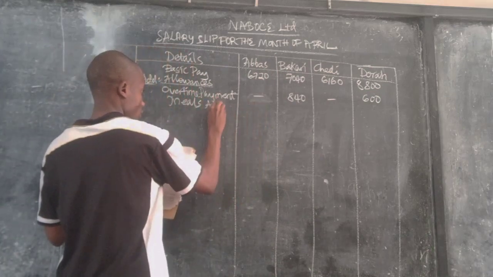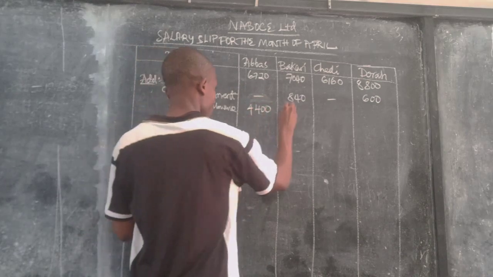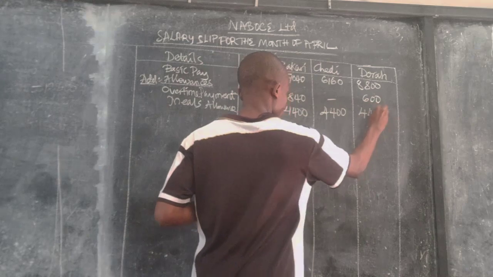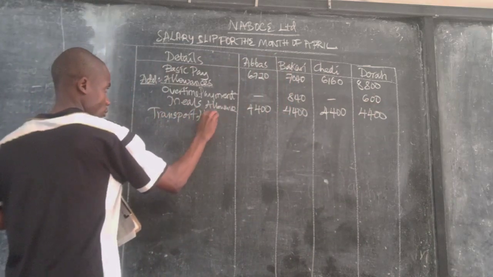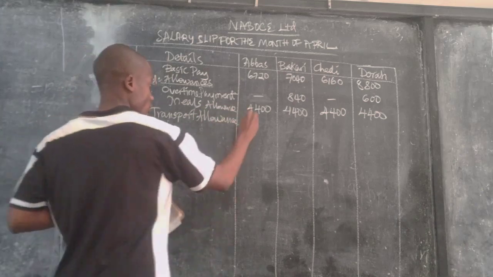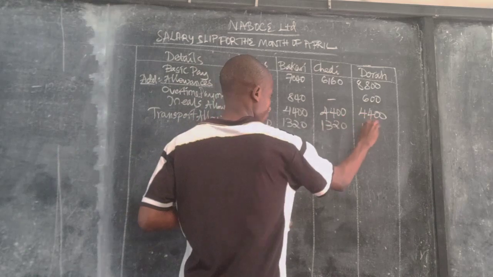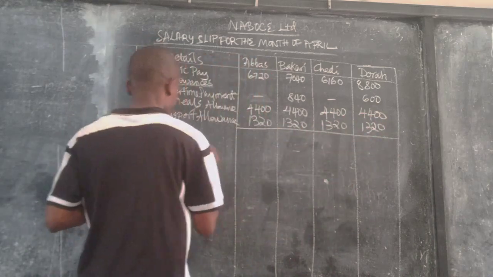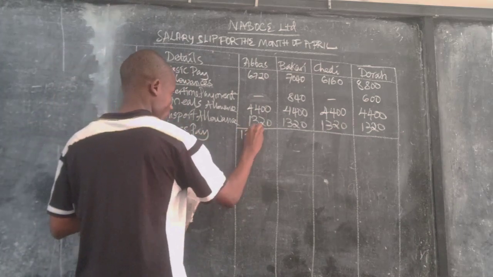Then we also had meals allowance, and we were told that everyone was entitled to meals allowance of 4,400, which we calculated as shown in the workings. So refer to your workings, then post as they are. Transport allowance for Abasi, we have found it, and for everyone was 1,320. So you put them just as they are, then you close it, and this will be your gross pay.